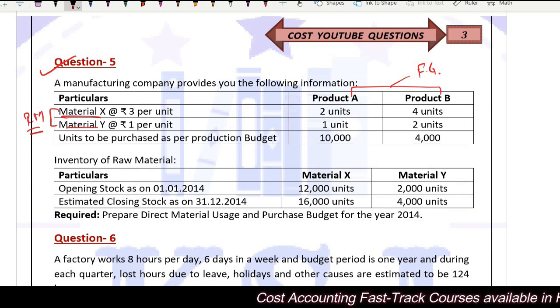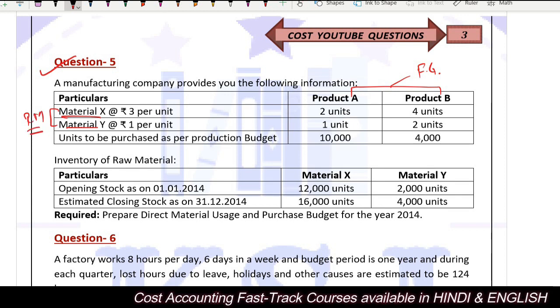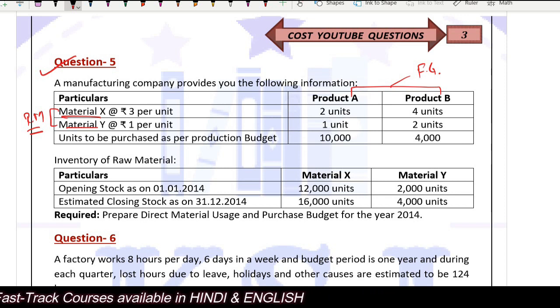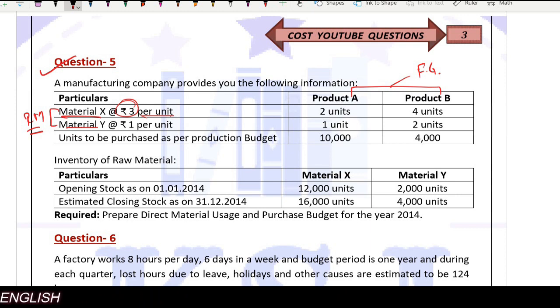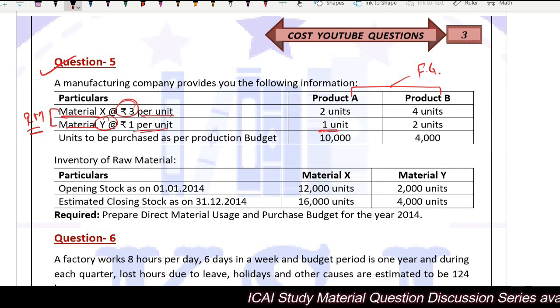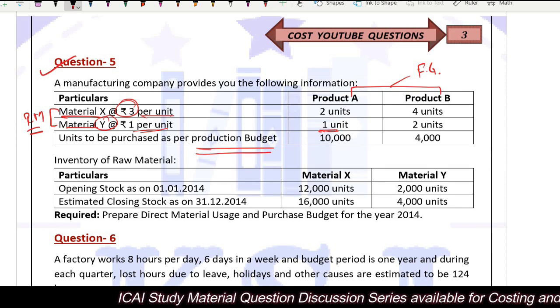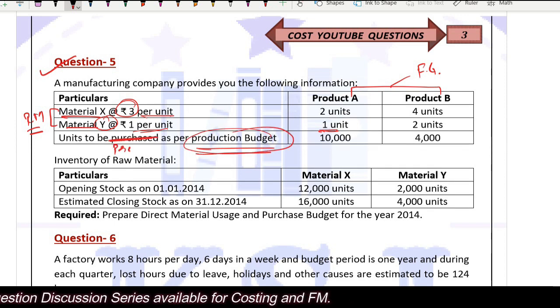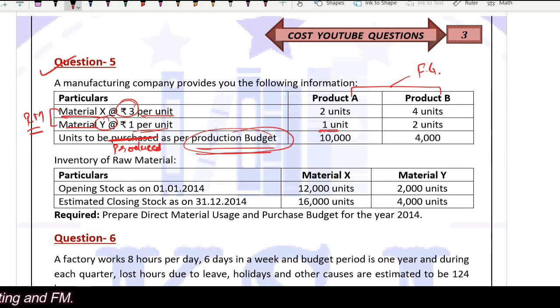Now in the manufacturing of product A, 2 units of material X are required, and the price that you are paying for material X is 3 rupees per unit. In the manufacturing of product A only, material Y is used, 1 unit of material Y at 1 rupee per unit, right? Units to be produced, not purchased, as per the production budget, are 10,000 and 5,000.